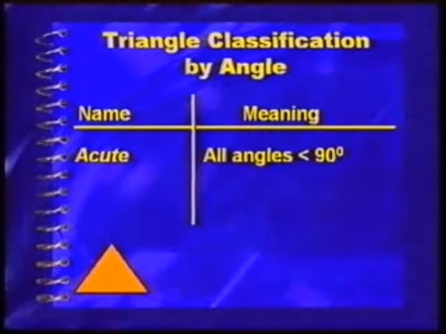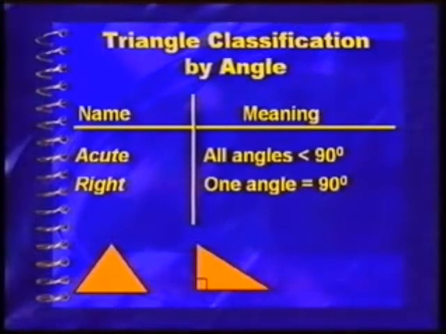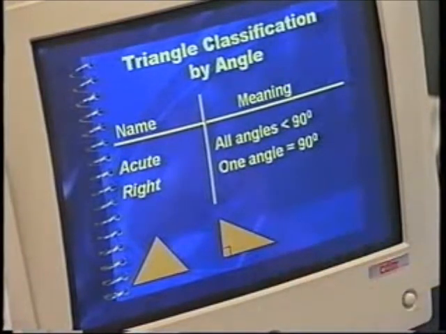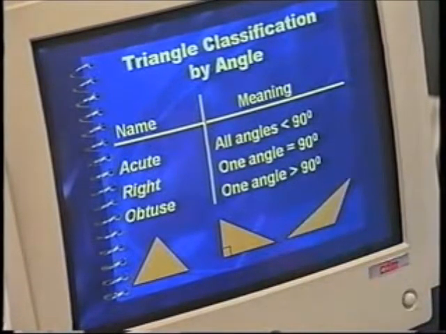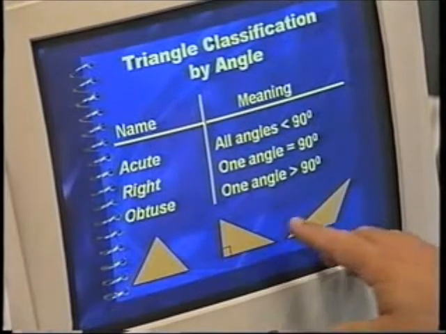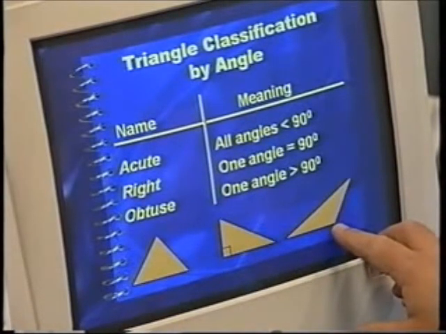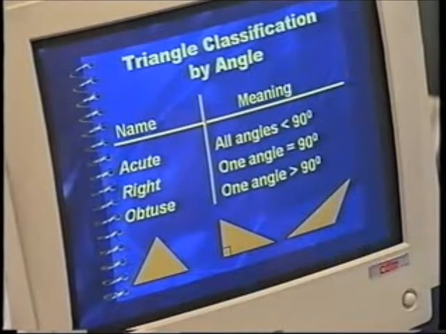You can have an acute triangle if all the angles are less than 90 degrees. A right triangle has one angle equal to 90 degrees, and we always use that symbol there. And an obtuse triangle is one where one angle is greater than 90 degrees. That would be this angle over there. So that's classification by angle.